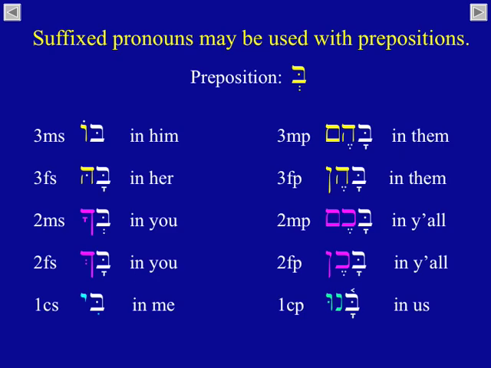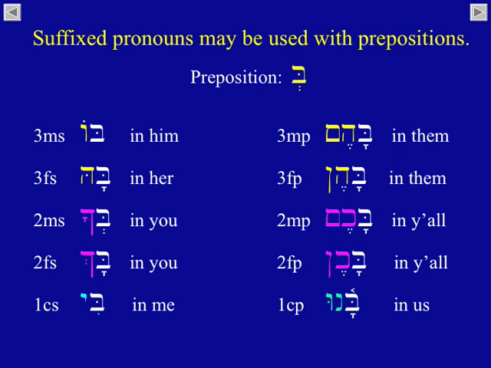So taking the preposition beit, just go ahead and read down. In him, bo. In her, ba. In you, bacha. In you, feminine, bach. In me, be. And then there's the plural forms. In them, bahem. In them, bahen. In you, masculine plural, bachem. In y'all, bachen. In us, banu.